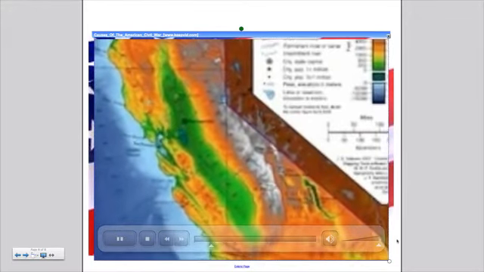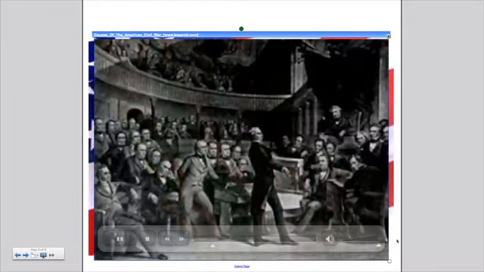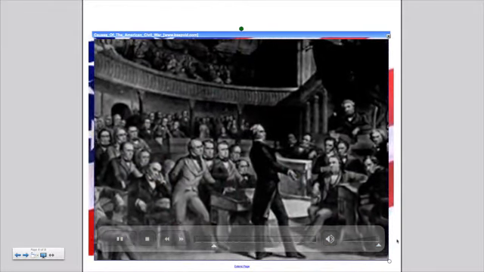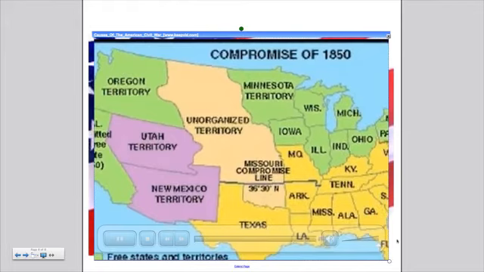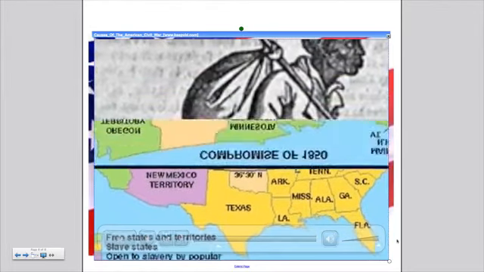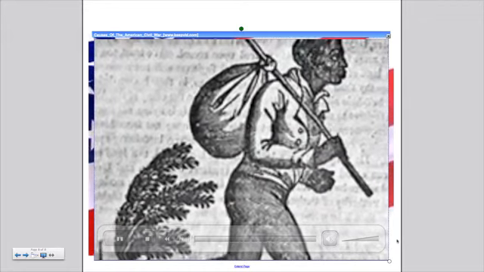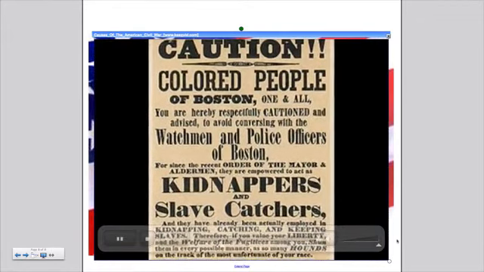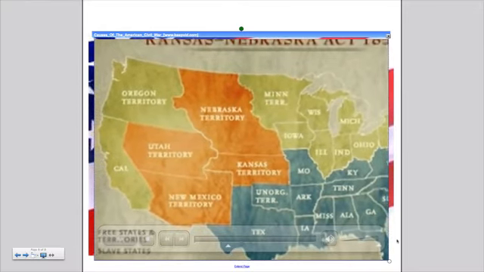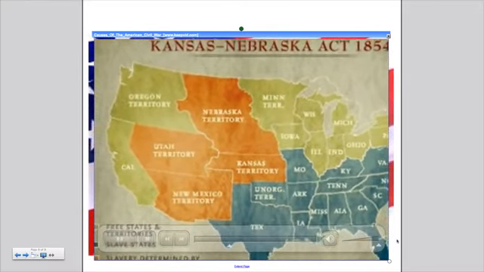This worked until 1850 when California asked to be part of the United States. This upset the balance of free and slave states. Then came the Compromise of 1850, allowing territories to decide on slavery. The North had to obey the Fugitive Slave Law. The Fugitive Slave Law required police in free states to help capture escaped slaves. Free Americans could be caught and sold into slavery. The Kansas-Nebraska Act of 1854 allowed the Kansas and Nebraska territories to decide if they wanted slavery.